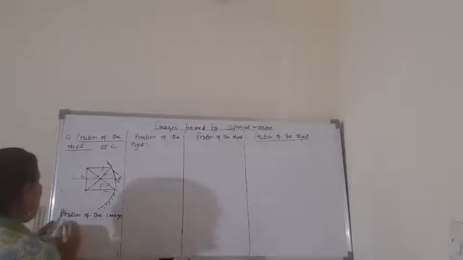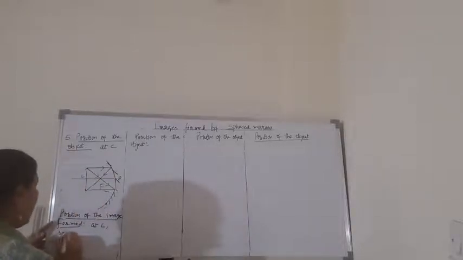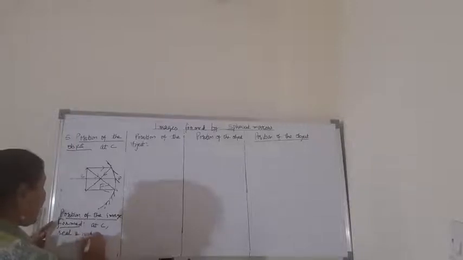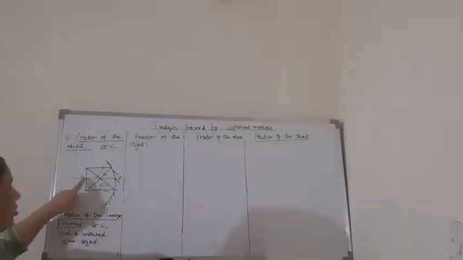If you just observe it, then we can say that the position of the image formed will be at C, real and inverted and same sized. So when the object is at C, at center of curvature, the image also will be formed at C. It will be real and inverted and of the same size as the object is. So this is the 5th position where the object is at C and the image is formed in this way.